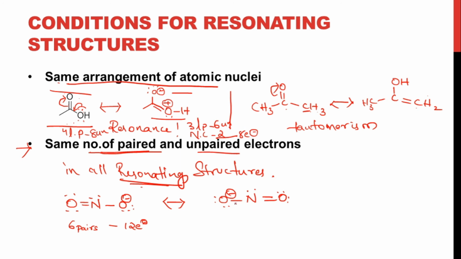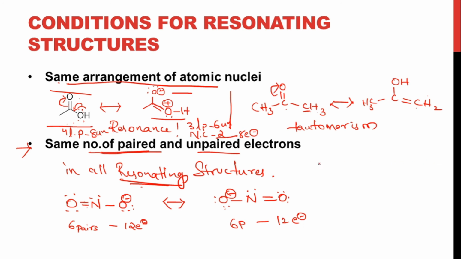And coming to this molecule, 1, 2, 3, 4, 5, 6. So 6 pairs, that means 12 electrons. So the number of unpaired electrons is the same in both the resonating structures. And coming to the number of bonds, 1, 2 and 3. 1, 2 and 3. So each has formed the same number of bonds. This has formed one pi bond, and this structure has also formed one pi bond. So the number of pi and sigma bonds are also the same.